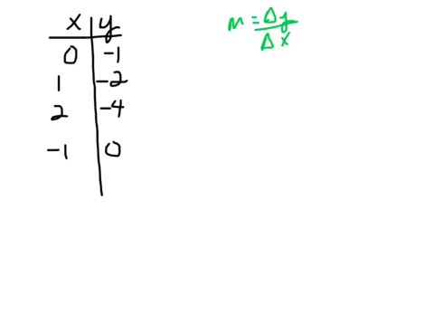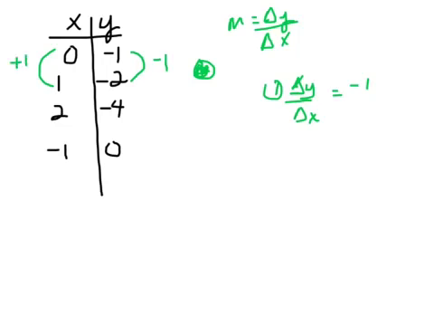Okay, so when you're looking at the table, this is what you do. How do I get from -1 to -2? Subtract 1. So for that first set of points, I'll just label them 1 or something. My change in y is -1. What's my change in x over here? How do you get from 0 to 1? Add 1. Okay, so my slope is -1 over 1. Doesn't that reduce to -1?